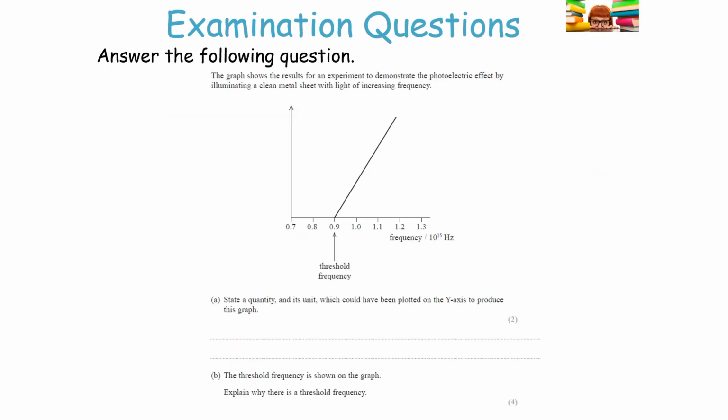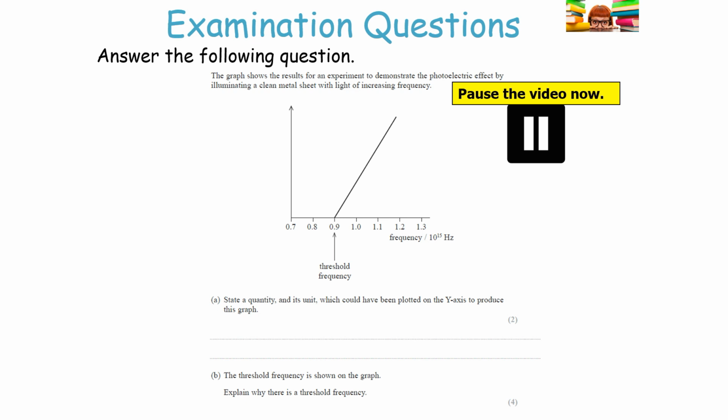Next question. The graph shows the results for an experiment to demonstrate the photoelectric effect by illuminating a clean metal sheet with light of increasing frequency. State the quantity and its unit which could be plotted on the y-axis to produce this graph. Then the threshold frequency is shown on the graph. Explain why there is a threshold frequency. So pause the video now, then unpause the video when you want to go through your answers.